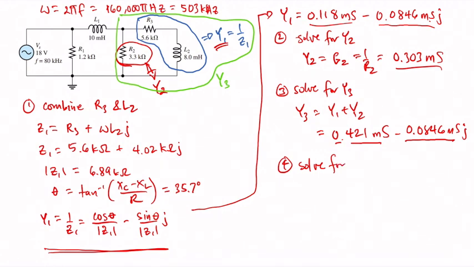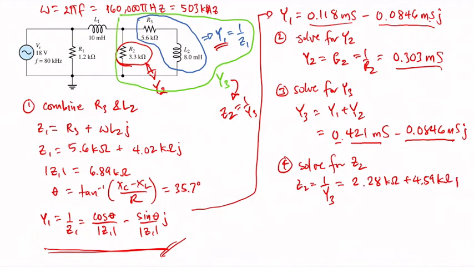So the next thing that we need to do is to solve for Z2, because we don't have Z2 yet. Z2 is just the reciprocal of Y3, and we already know how to do that simply by using this equation here. Just to complete the procedure, Z2 is equal to 1 over Y3. So Z2 is equal to 2.28 kilo ohms plus 4.59 kilo ohms j hat.